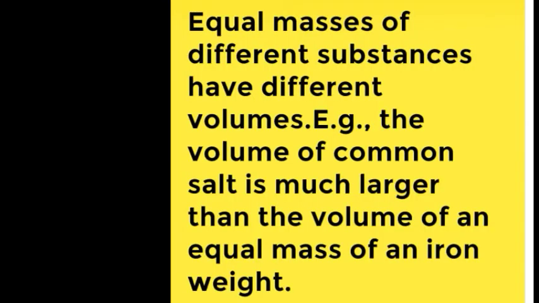Now equal masses of different substances have different volumes. In case 1, the volumes were equal but masses were different, and here masses are equal but volumes are different. An example is that the volume of common salt is much larger than the volume of an equal mass of iron. We can also take the example of iron and cotton. 1 kg of iron and 1 kg of cotton have equal masses but their volumes are different. The space occupied by them is different.